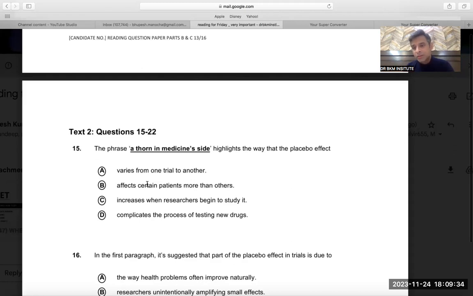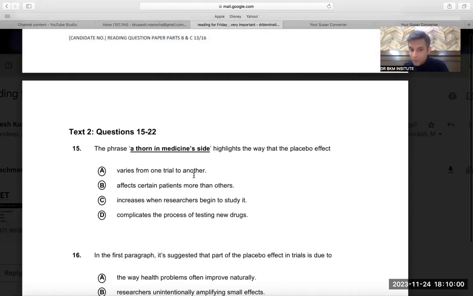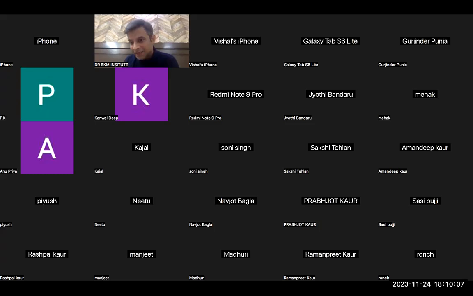Now you generally say, sir, these questions are difficult. No, it depends upon how easily you can eliminate the other options. So in this, D is an obvious answer. I am 100% sure. I don't even have to check the answer. So please do not grade that these questions are always difficult. This is wrong thinking. These questions can be easy. Don't grade your questions. Always see how easily others can be eliminated. Varies from one trial to another, no. Certain patients, no. Researchers, no. Complicates the process, yes, this is a negative thing. Definitely. That is how you do questions like these.